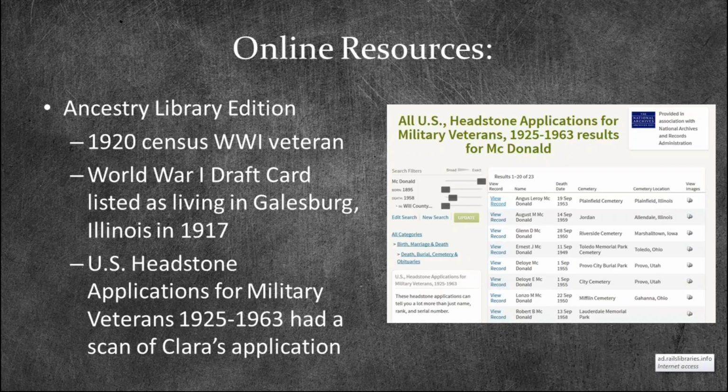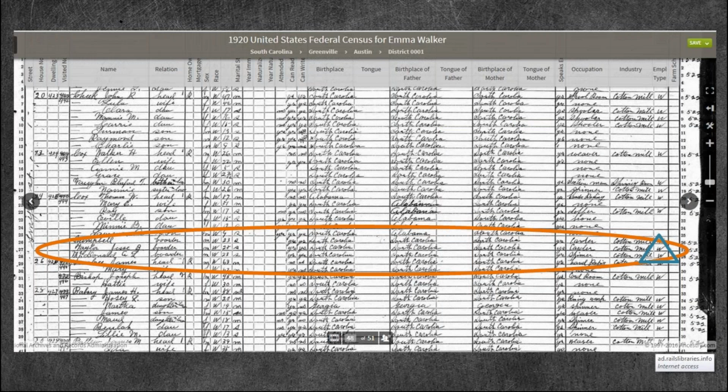After a little bit of digging, we figured out why he was in Galesburg, because on his draft card it says that he was working for the railroad. So he was working for the railroad that stopped between Aurora and Galesburg, which is why he was there the date of the draft. On his U.S. headstone application for his military headstone, his wife Clara filled out the application after he died, and that was also accessible on Ancestry.